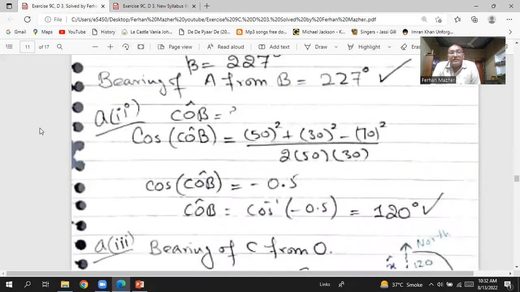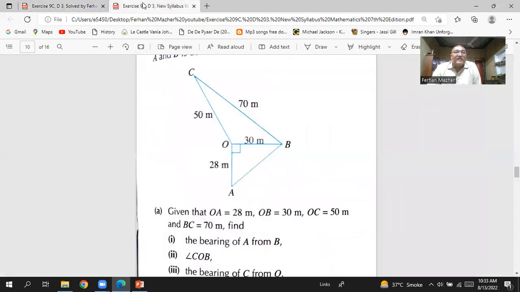The cos of COB will be equal to 50 square plus 30 square minus 70 square. That will be in the numerator. And in the denominator, you will have 2 multiply 50 multiply 30. So when you enter this value in your calculator, you will write 50 square plus 30 square minus 70 square equals, divide 2, divide 50, divide 30 equals. You will get minus 0.5. So that cos will come to this side. So the COB angle will be cos inverse of minus 0.5 bracket close equals, and that will be 120 degrees. So the angle COB is 120 degrees. So this angle is 120 degrees.